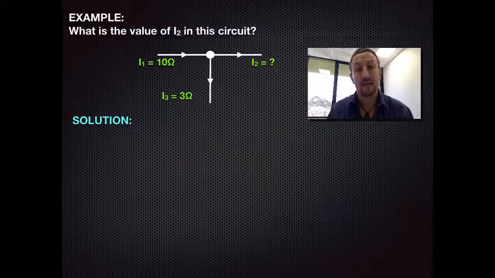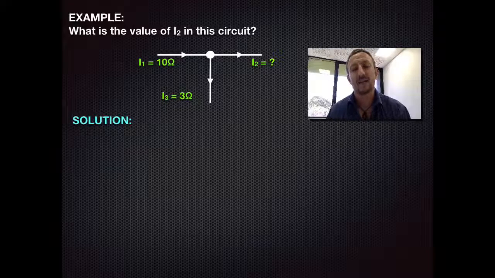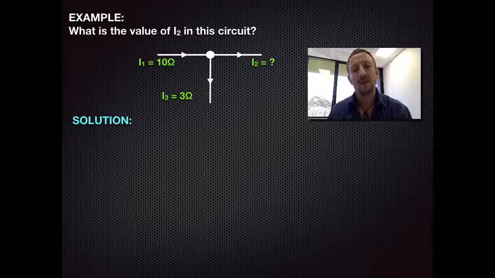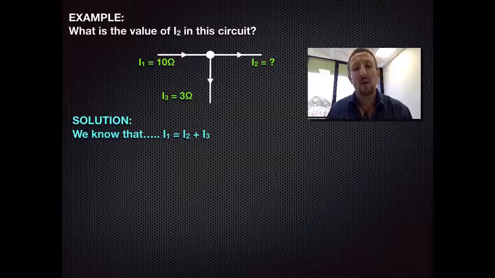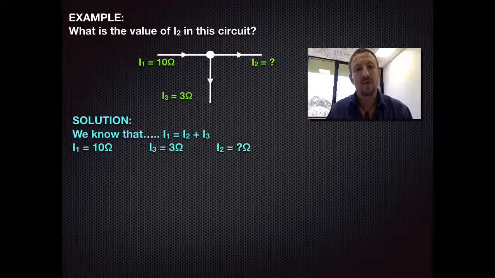So let's look at a quick example. We're going to calculate what the value is of I2 in this circuit. All I've done is taken the junction that I showed on the previous slide. I've added values to I1 and I3, and we're going to use the algorithm to calculate I2. Now what do we know? Well, we know that I1 going in equals I2 and I3, the currents coming out. So I know what I1 is, it's 10 ohms. I know that I3 is 3 ohms, and I know that I2 is something I've got to find.